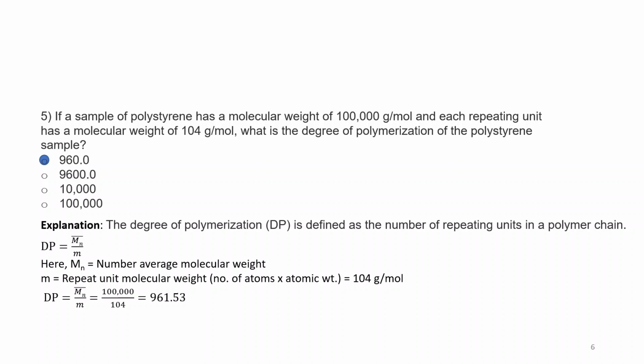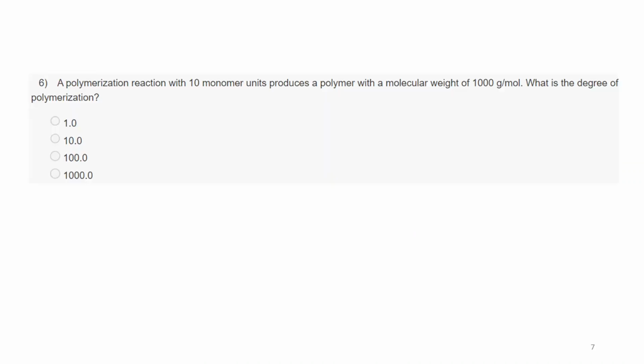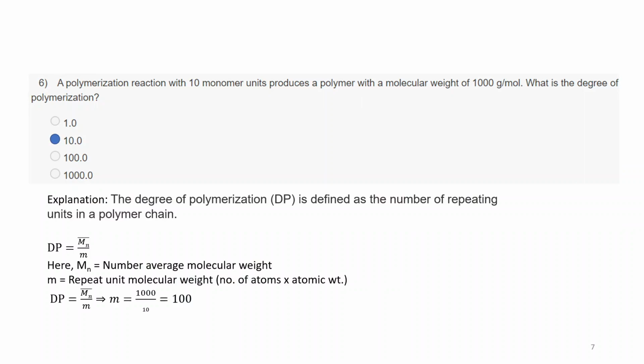Next, you have to find out the degree of polymerization. In this case you have to divide the entire molecular weight by the molecular weight of just one unit. So you will get the number of monomers that are used in making this polymer. The answer will be around 960. In this case it is given that 10 monomer units are used, so this will be your degree of polymerization.